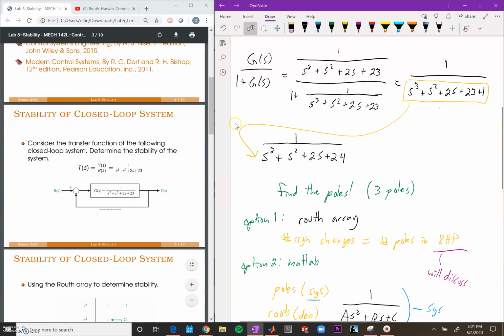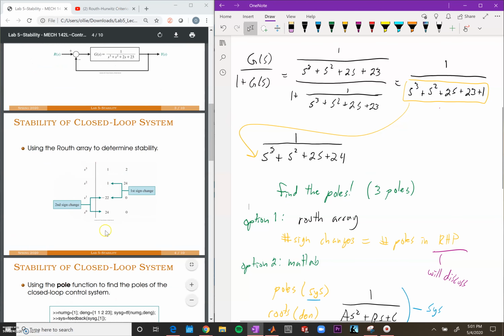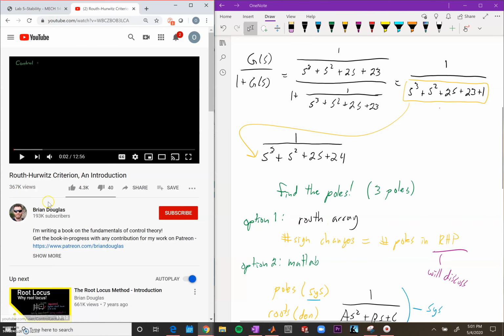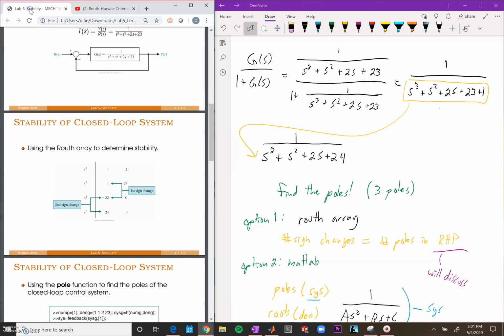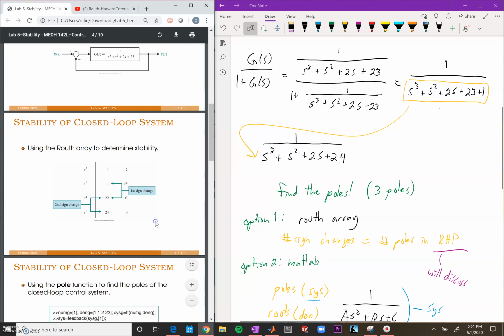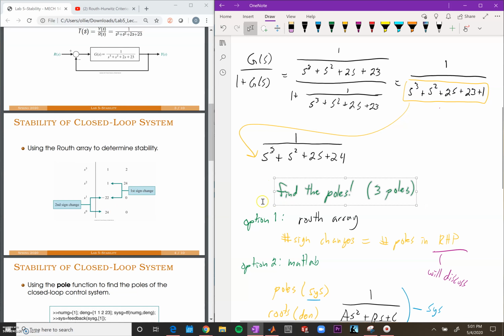This is the Routh array. If you want to know how to construct it, watch this video by Brian Douglas. That's great. I watched it before making this video, and it basically told me everything I needed to know about the lab. You construct this by hand, and the number of sign changes in this column tells you how many poles are in the right half plane. It doesn't exactly give you the poles, but it says how many are in the right half plane, and that's important. So I'll talk about why.